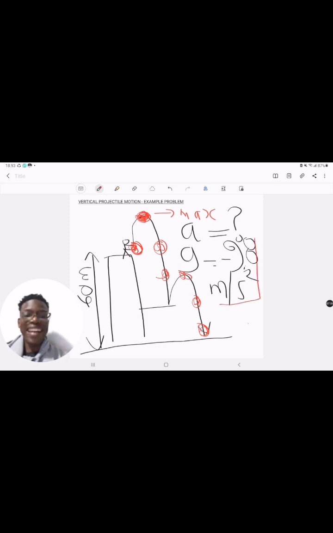This value does not change. It does not change ever. As long as you are on planet Earth, this value does not change. It only changes if you are outside of planet Earth. But for all our problems, we will be looking at objects that are on planet Earth. So the acceleration of this object, regardless of whether it's a pen, a ball, a pencil, a TV, a plate, or anything, is minus 9.8 meters per second squared.